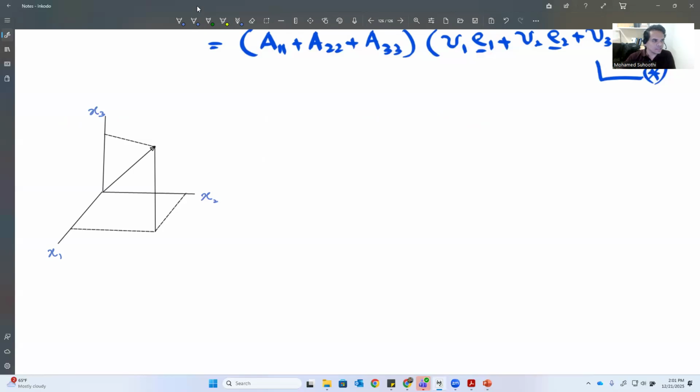Now here, let's say this is our vector V. So now the component along this way, this is V2, this is V1, and this is V3. So this is our V3.